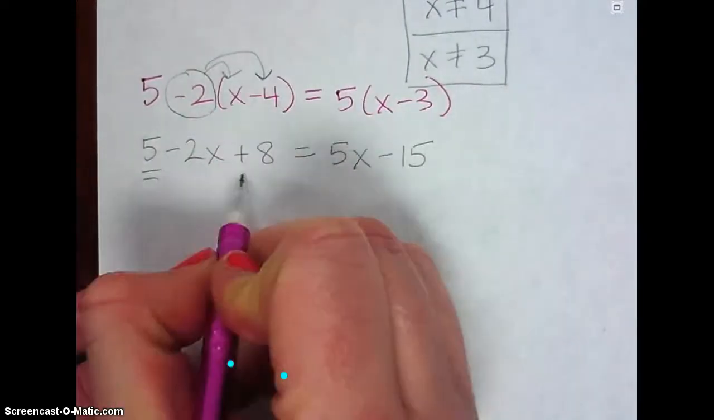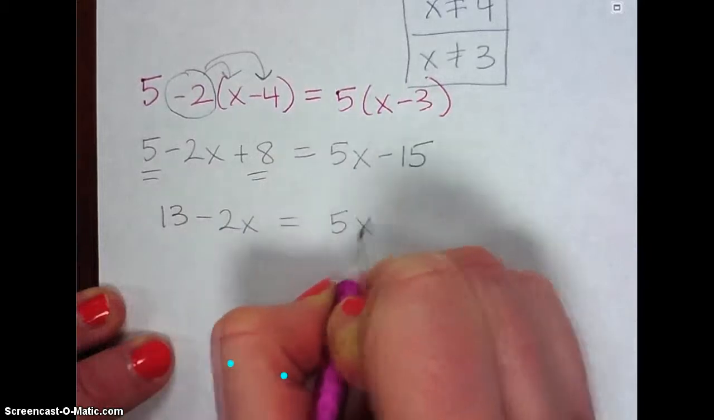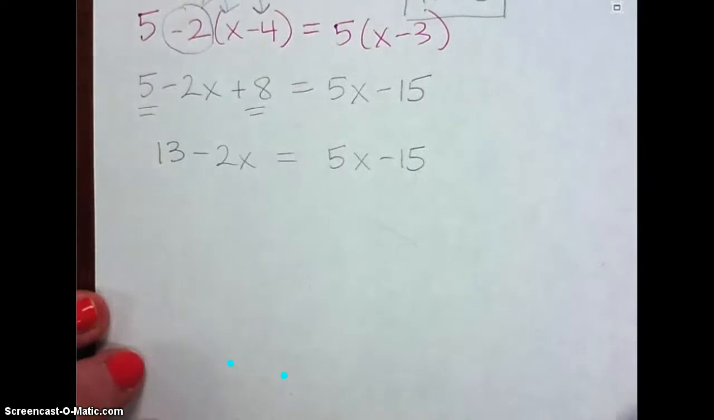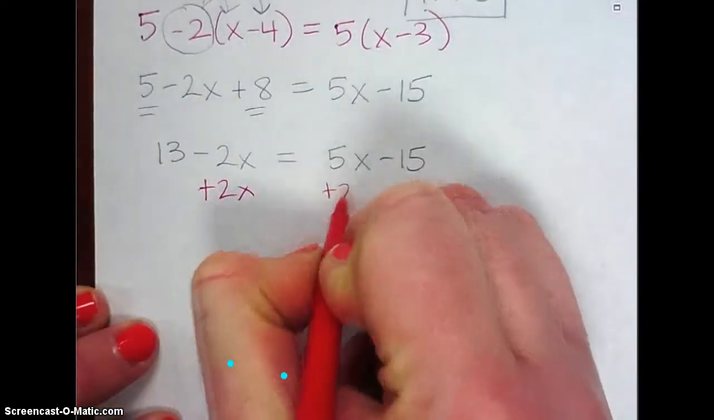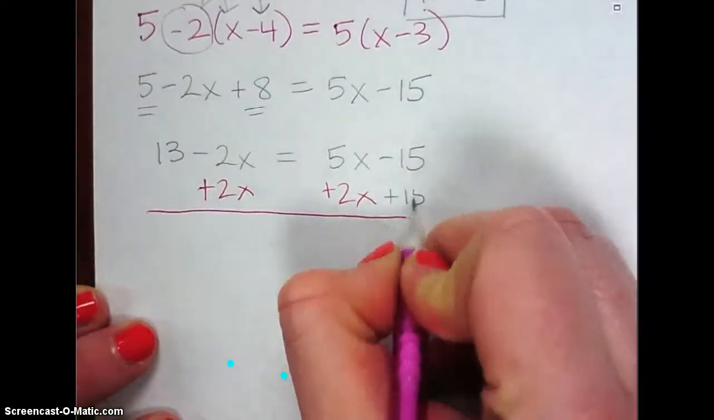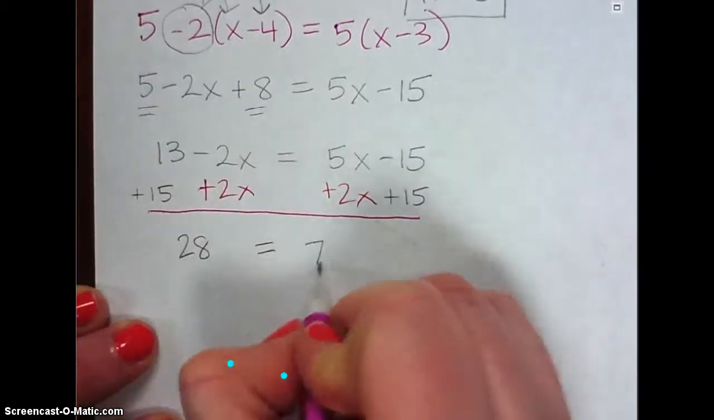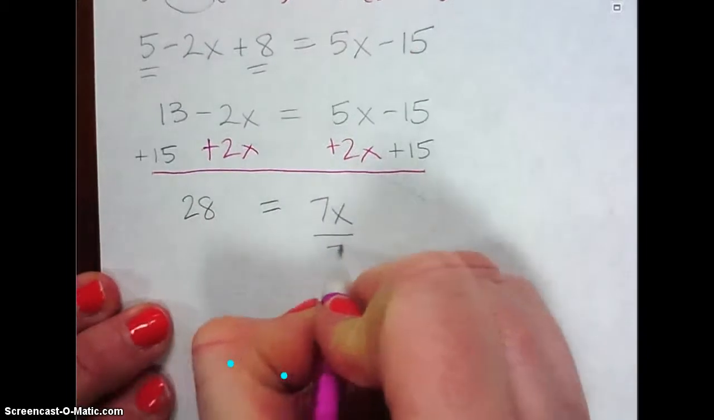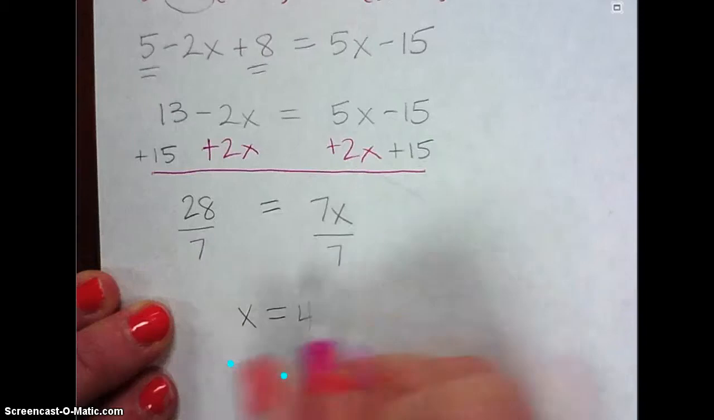Combine like terms. So 13 minus 2X. So you're going to get the X's on the same side and the numbers on the other. It's completely up to you which method you like. I'm going to add the 2X over here. And then I'll add the 15 to the left. So 28 equals 7x. Divide by 7. So what does x equal? 4. But what do you notice?